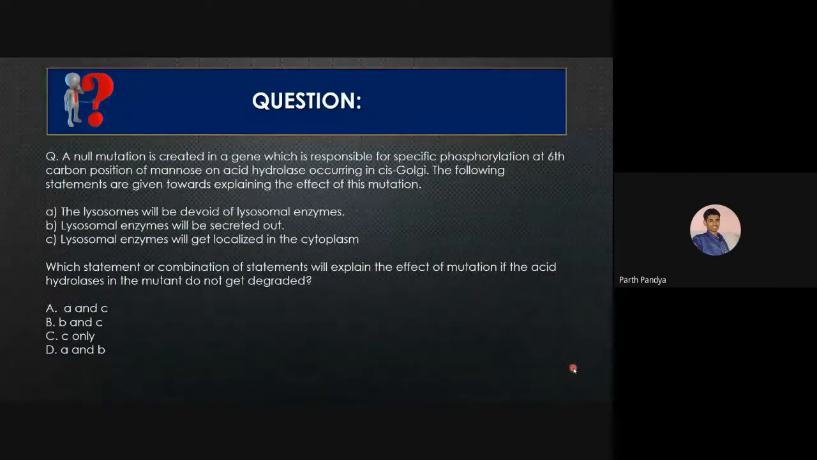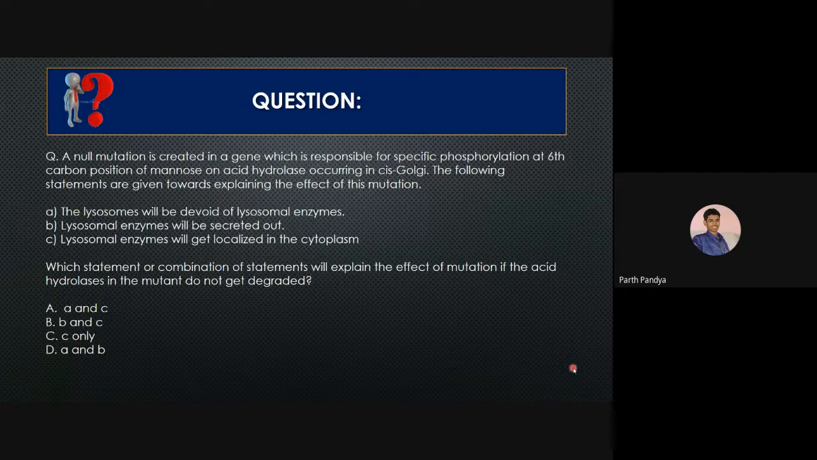Right, the next question: a null mutation is created in a gene which is responsible for specific phosphorylation at the 6th carbon position of mannose on acid hydrolase occurring in the cis Golgi. The following statements are given towards explaining the effect of its mutation. The lysosome will be devoid of lysosomal enzyme. The lysosomal enzymes will be secreted out. The lysosomal enzymes will get localized in the cytoplasm. Which statement or combination of statements will explain the effect of mutation if the acid hydrolases in the mutant do not get degraded?